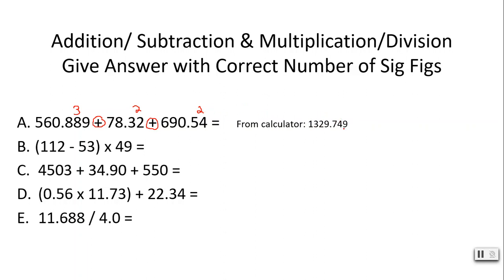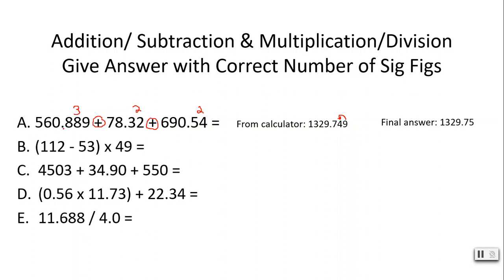So this is what comes out of our calculator. What comes out of our calculator has 3 after the decimal. We have to round it to 2. So that means I'm going to have the 7 and the 4, but I need to look next door to see if I round or not. I look at the number that is next to the last significant figure in that measurement. It is greater than 5. It's 9, so that means I'm going to round up that number that's next to it that is significant. So the final answer for question A would be 1329.75.